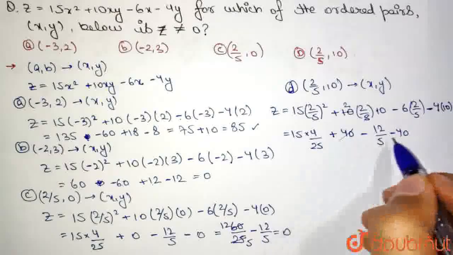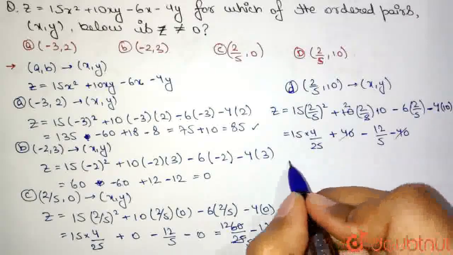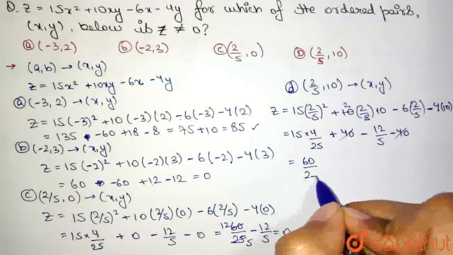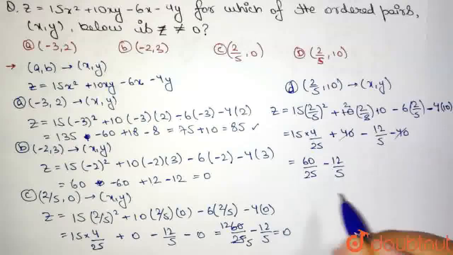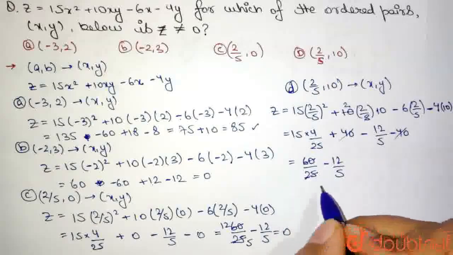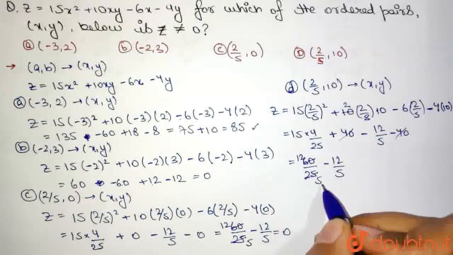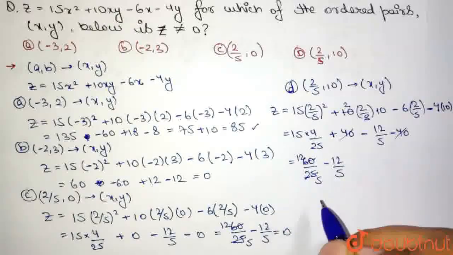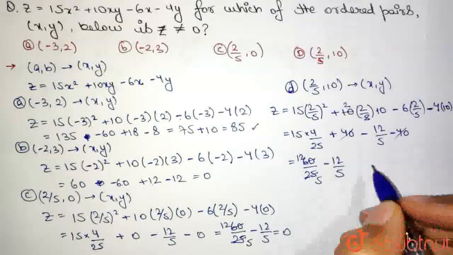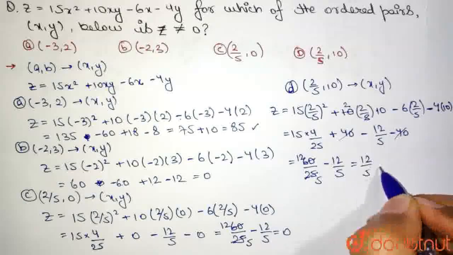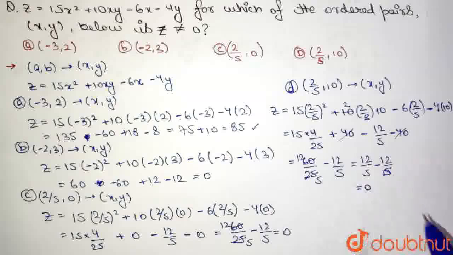So these two terms get cancelled out and 15 into 4 is 60. So I can say this is equal to 60 upon 25 minus 12 upon 5. And if we divide both of these terms by 5, we get 5 here and 12 here, because 25 is also a multiple of 5 and 60 is also a multiple of 5. So 5 times 5 is 25 and 12 times 5 is 60. So we can say this is equal to 12 upon 5 minus 12 upon 5, which is equal to 0, right?